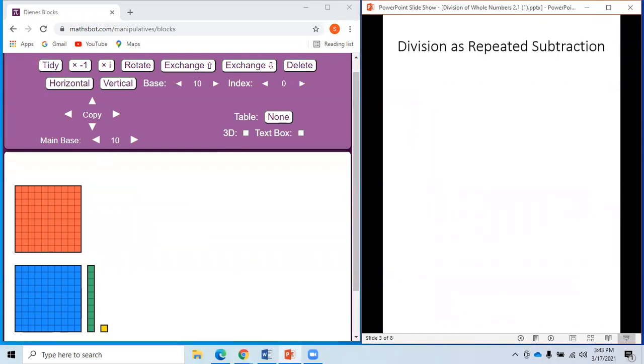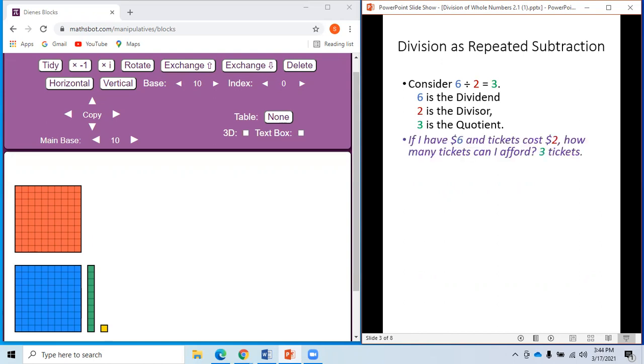Division as repeated subtraction. Consider 6 divided by 2 is equal to 3. 6 is the dividend, 2 is the divisor, and 3 is the quotient. If I have $6 and tickets cost $2, how many tickets can I afford? 3 tickets. You may think of division as making as many equal portions of a particular size as possible. In the case of our tickets, we want to make equal portions of $2.